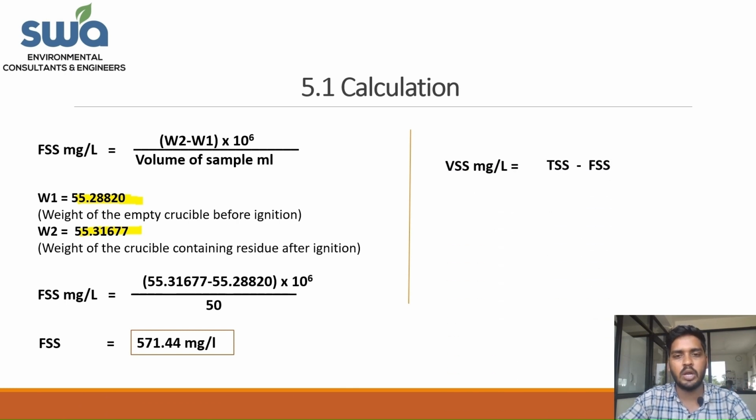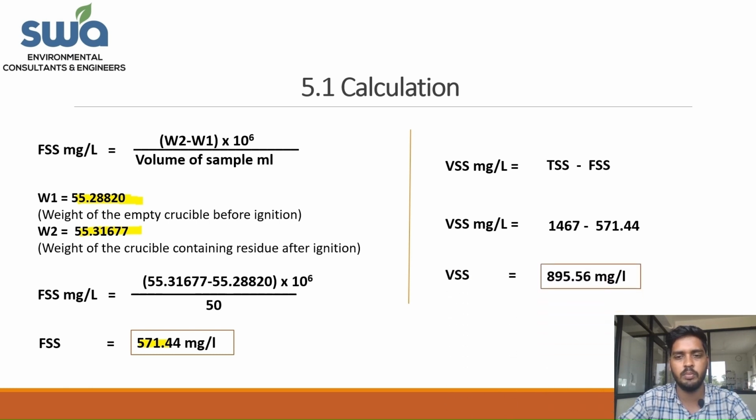And if we want to calculate the VSS, then we have to subtract the amount of FSS from the total suspended solids. So VSS is equal to TSS minus FSS. TSS was 1467 minus FSS, which is 571.44. So the amount of volatile suspended solids will be 895.56 milligram per liter. So this was the calculation of fixed suspended solids and volatile suspended solids.